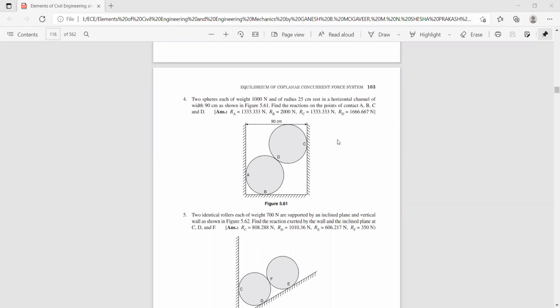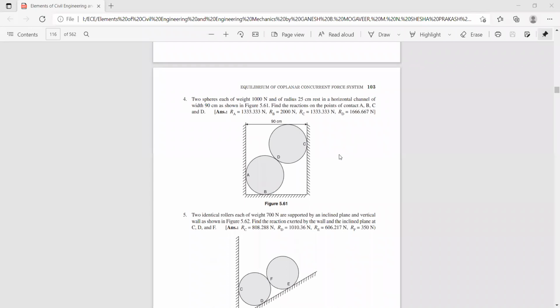Sigma Fx is equal to 0. That is minus RC plus RD cos 36.86 is equal to 0. Correct? So RC is equal to RD cos 36.86.